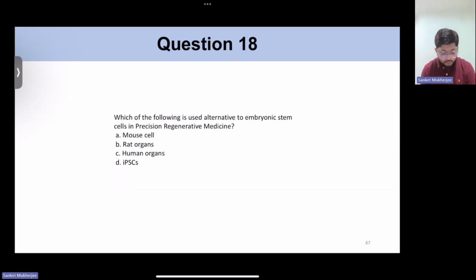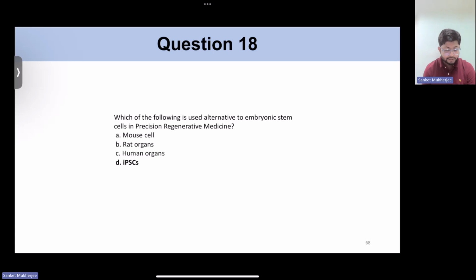Which of the following is used as an alternative to embryonic stem cells in precision regenerative medicine? Is it mouse cells, rat organs, human organs, or iPSCs? So obviously the answer is iPSCs in this case, right? It's obviously iPSCs because it will have all the genomic changes that are particular to that infected individual, or the patient rather. So hence it gives us the most flexibility which is required for precision medicine.